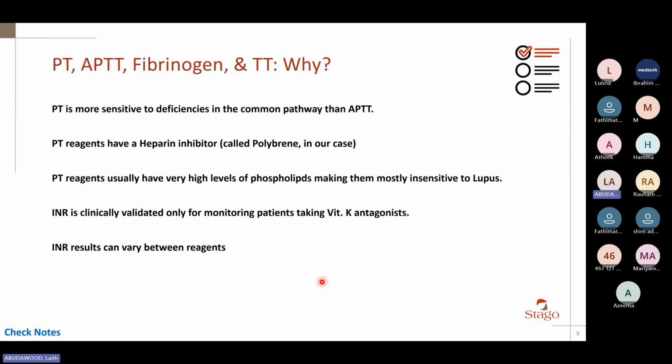Do you want me to elaborate about these points a little more or should I continue?